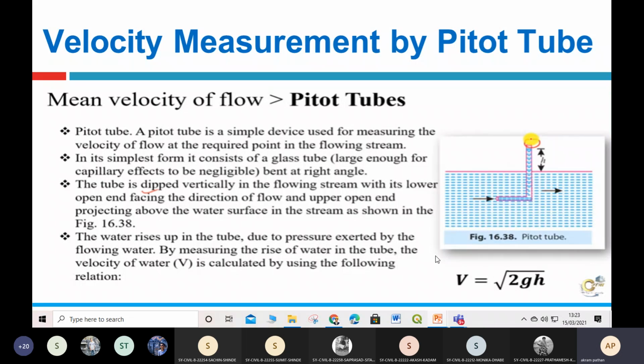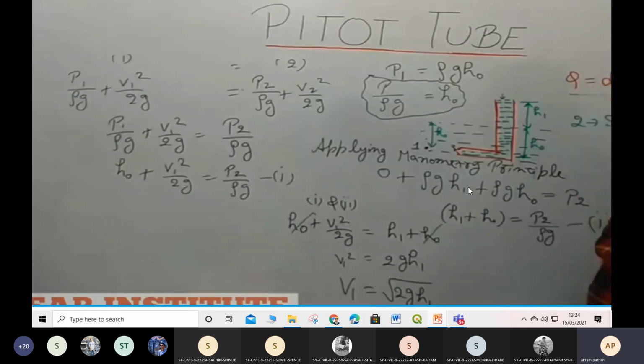Okay, so this is the simple formula we can use for measuring the velocity. Now with the help of the pitot tube, we can derive a simple formula. How it can be derived, we saw in the last lecture itself. V is equal to root 2 gh. We have to apply the Bernoulli's equation at section 1 and 2, and also the manometric principle. Then with the help of the two equations, we will get v is equal to root 2 gh. So anyhow, you have to remember these two formulae.